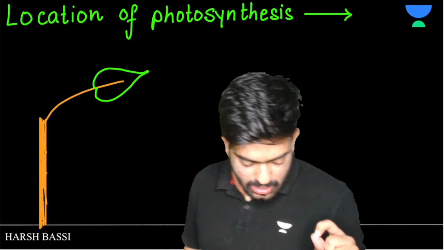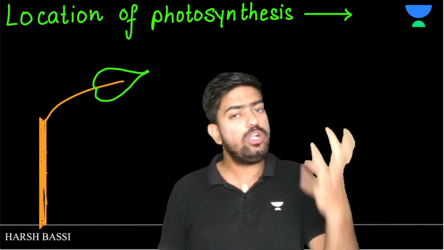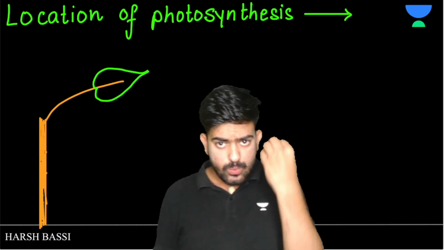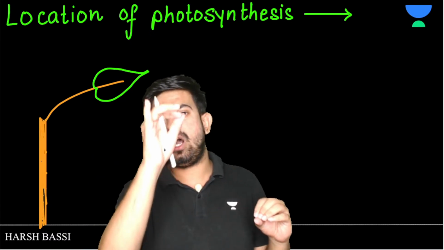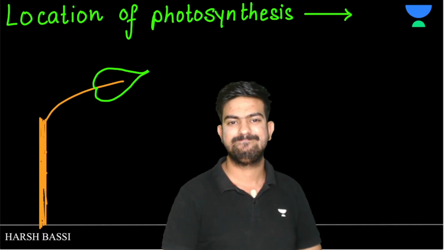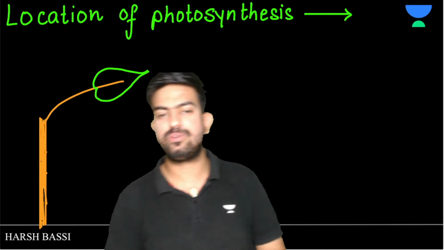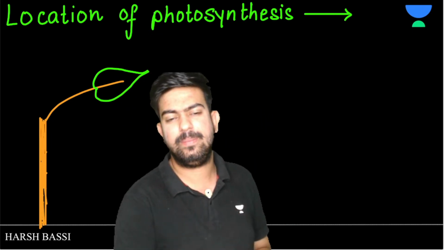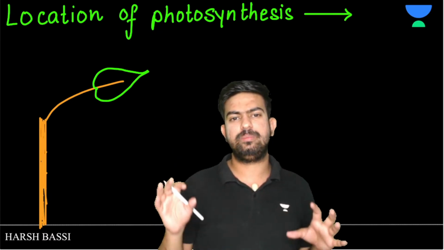But is it true if I say that any other plant part can also do the photosynthesis? Just question yourself, can it be said that other than leaves, other plant parts can also perform photosynthesis? Yes or no? My answer to this question is yes, provided that it should contain the pigment, or it should be green in color. For as of now, you remember that it should be in green color.